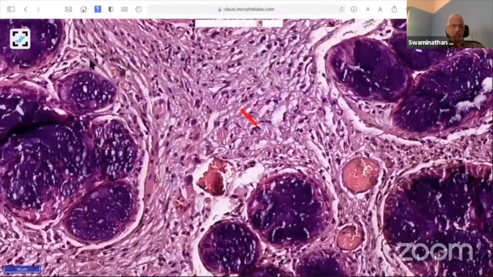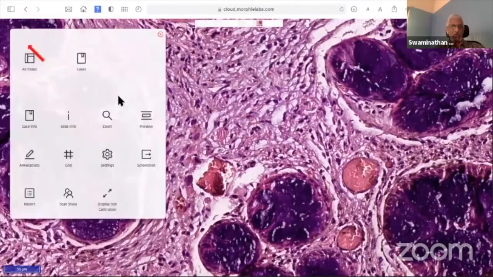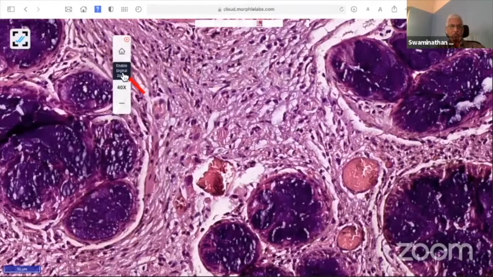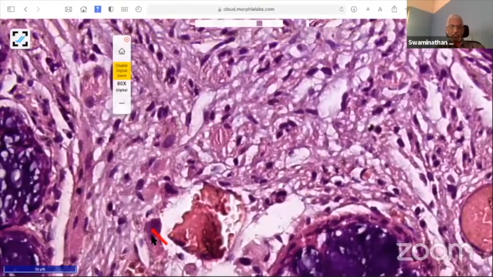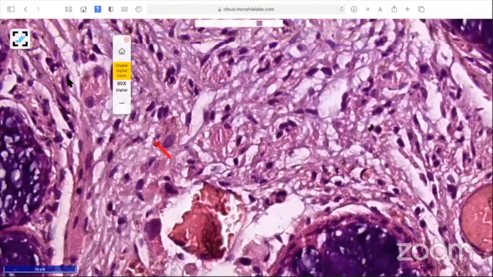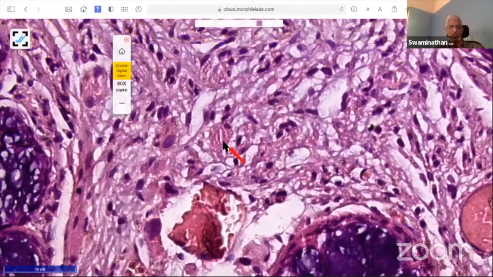And if you go to the high power, there is one more thing you can zoom. I want to show the ganglion cells. So, yes. Can you all see the ganglion cells? Dr. Sharon, Ram? So, ganglion cells, okay? Neural cells, ganglion cells. So, this is ganglioneuroma.